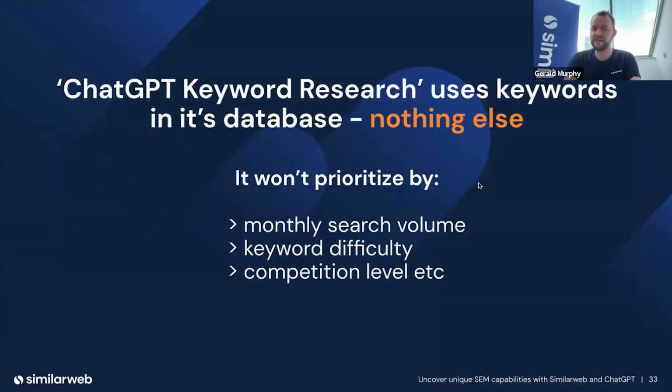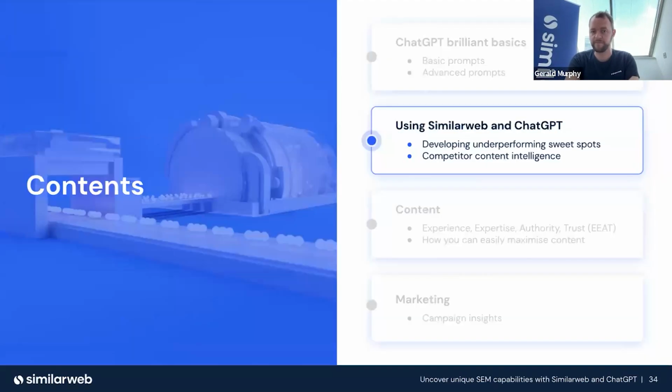So ChatGPT keyword research uses keywords in its database and nothing else. So going back to our digital marketing mindset, it's not using things like monthly search volume. It's not using things like keyword difficulty or competition level. As a result, treat ChatGPT as a perception, an idea that I can further explore using the expertise and knowledge of digital marketing I have.